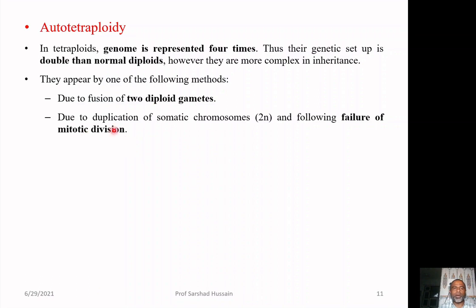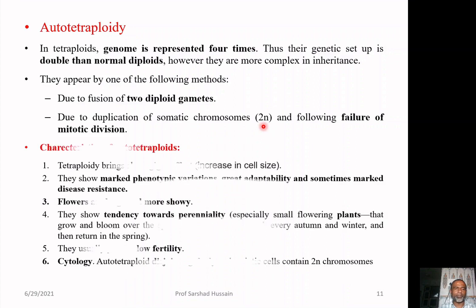And it is also found due to duplication of somatic chromosomes. For example, if mitotic division does not take place after the duplication of the chromosomes during the interphase, then each cell will have the tetraploid condition.